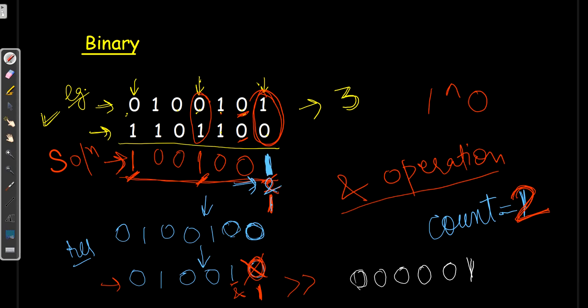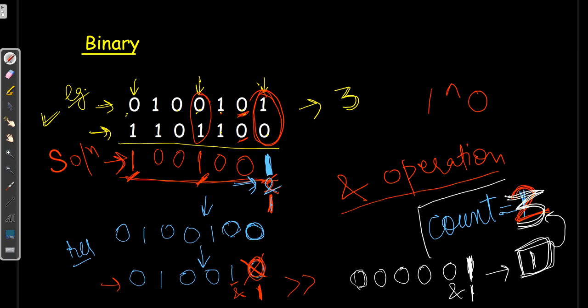Now at last I will receive this one at the least significant bit. I will perform the AND operation with this 1 and 1. This time it will return 1. As soon as I get 1 in my result, it will increment the count. And that's what we wanted, the Hamming distance to be 3.